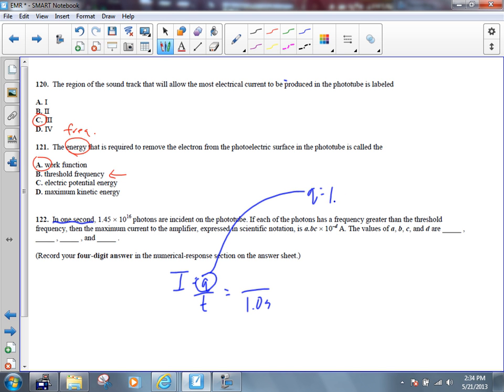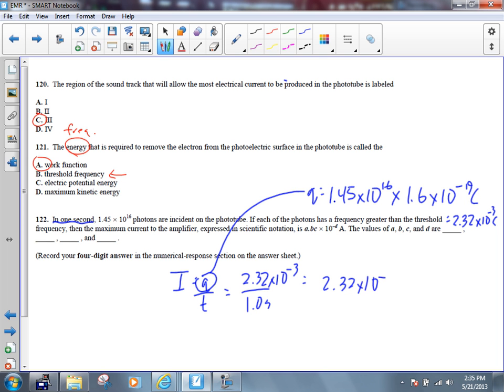So let's take the number of electrons that we get, 1.45 times 10 to the 16, and multiply that by the charge of 1 electron. That gives us a value for charge of 2.32 times 10 to the negative 3. Let's plug that value in now. And we end up getting 2.32 times 10 to the negative 3 amps. So the amount of charge that's produced here is 2.32 times 10 to the minus 3. But because that charge is falling in 1 second, then that's the current as well.